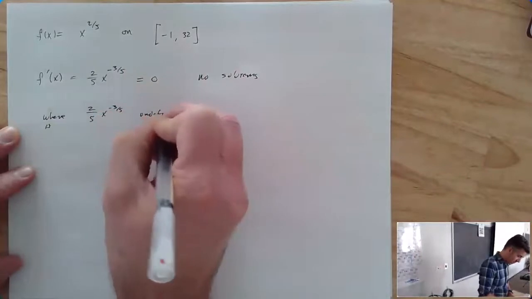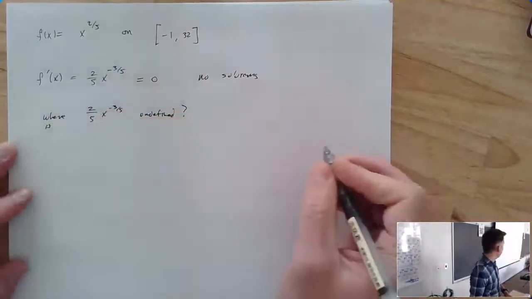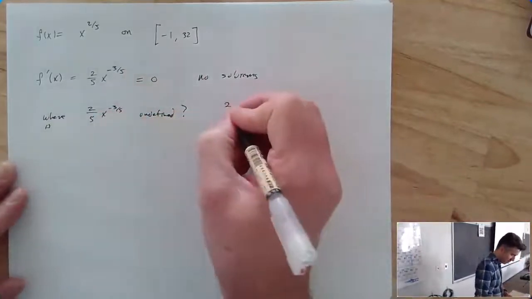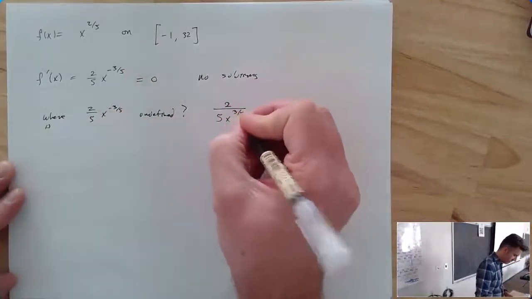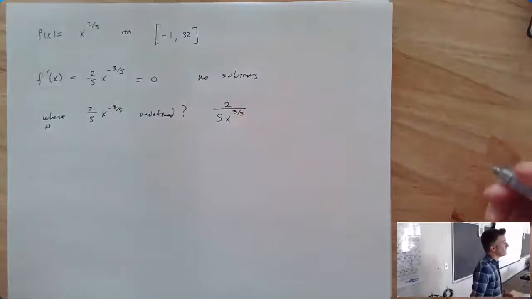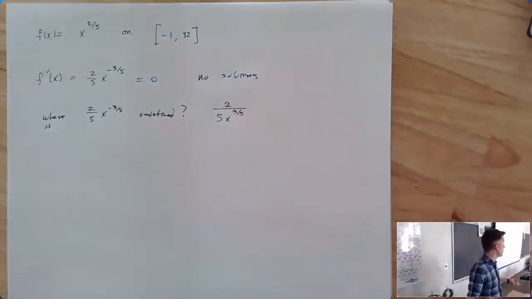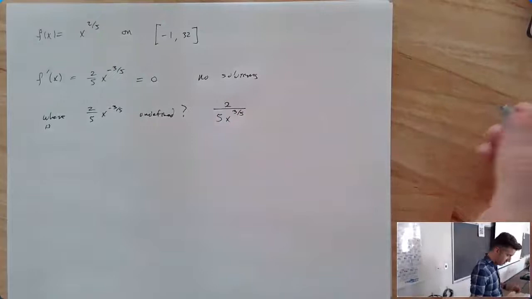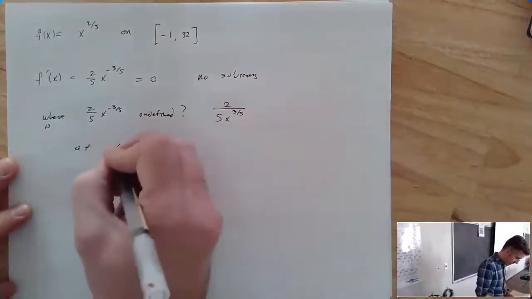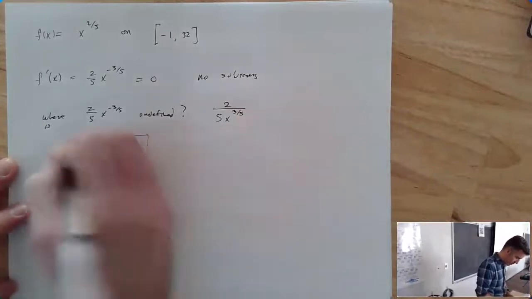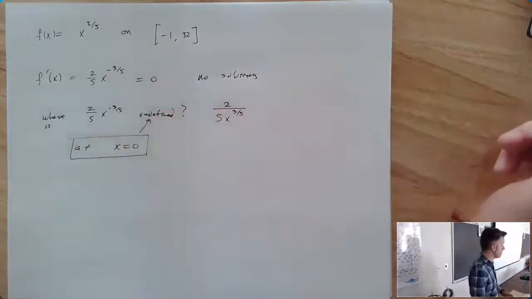There is an answer. Because really I should be thinking of this as 2/5 times x to the +3/5. And then it's maybe slightly easier to see that x equal to 0 makes this thing undefined. So this is undefined at x equal to 0. That's where this function is undefined.